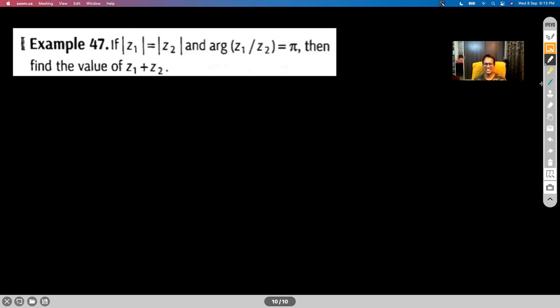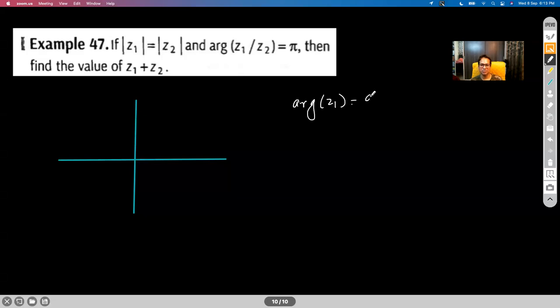See, let me just take a scenario. I will take up two complex numbers which meet both the situations. One, mod Z1 is equal to mod Z2, which means the distance of both the complex numbers from the origin is equal. Second, the argument of Z1 minus argument of Z2. Please note that argument of Z1 by Z2, as we have already seen, is seen as a difference of argument of Z1 minus argument of Z2.